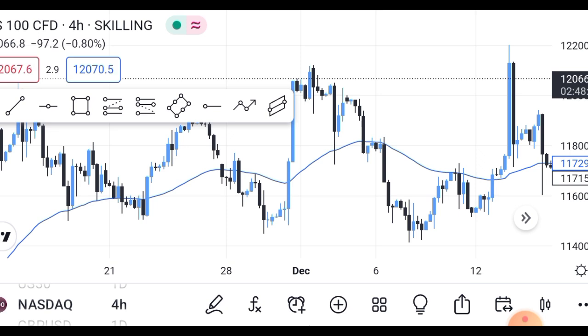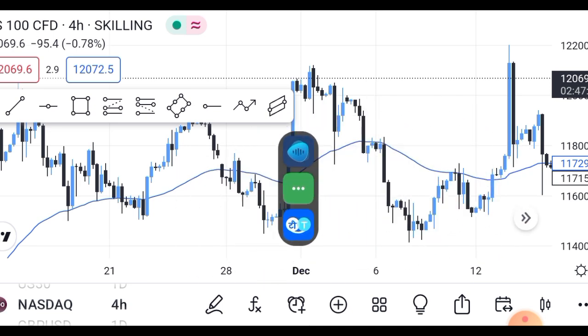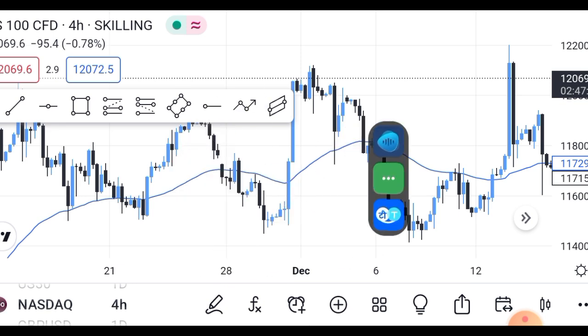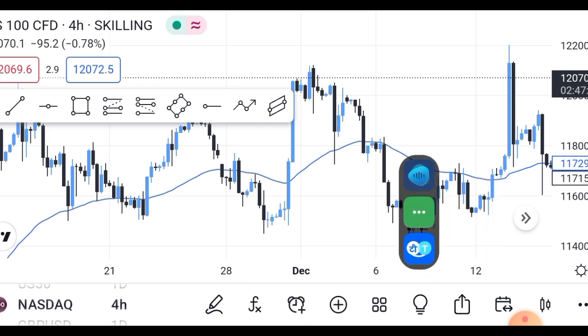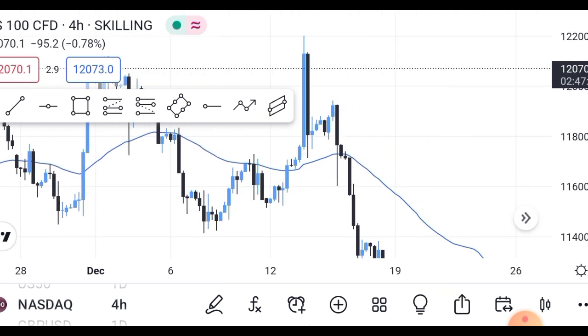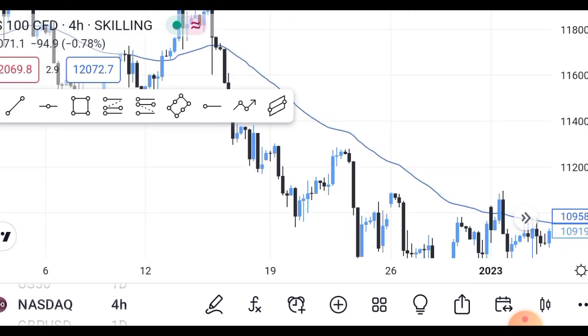Once you see your moving average crossing your candlesticks this way, moving average touching your candlesticks up and down, it means the market is ranging. At this point here, the market was ranging because the candlesticks were just touching the moving average up and down. Once the moving average crossed to the downside like so, it means we are in a downtrend.